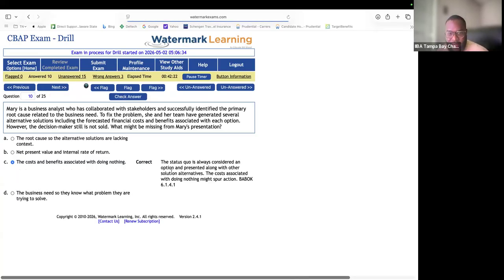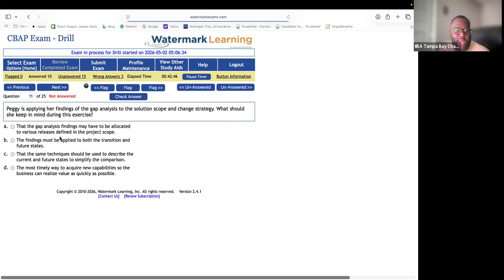And that's actually correct. So the status quo is always considered an option and presented along with other solution alternatives. The cost associated with doing nothing might support action, and the reference is 6.1.4.1. That's really good.